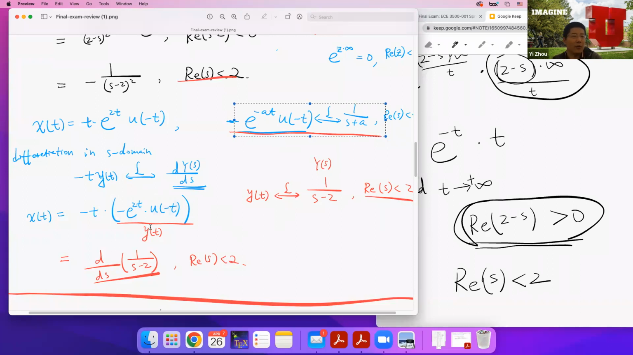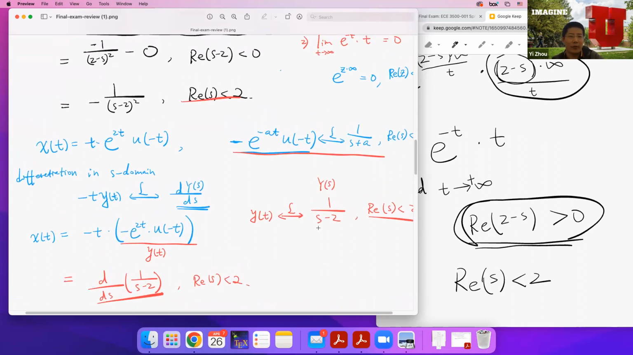And once we figure out y(t), applying this property is very straightforward. Okay. So taking differentiation, this gives us -1 over (s minus 2) to the power of 2, with the same region of convergence.